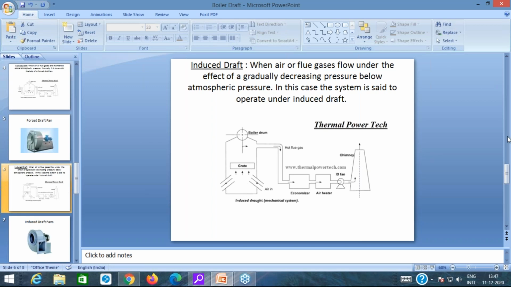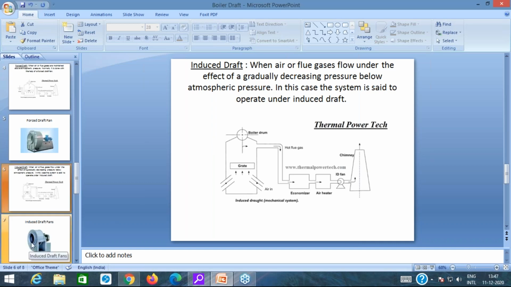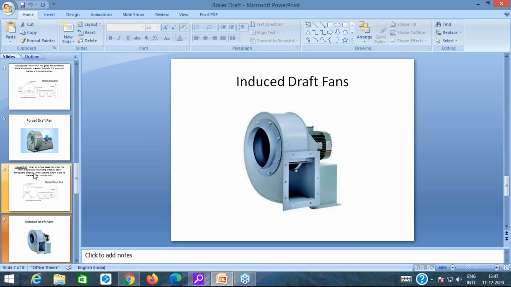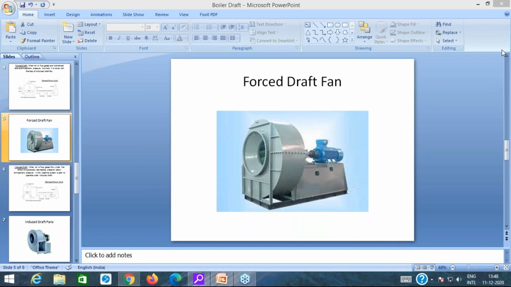So whether this was explained to you, whatever I had just told you? Yes or no? Was the boiler draft covered or not? The use of fans, the forced draft fan, the induced draft fan, so that the air would be sucked into the boiler. Was that explained? Or nobody's answering.